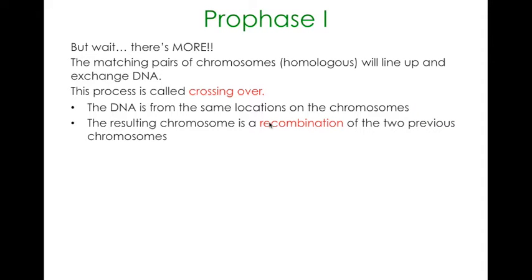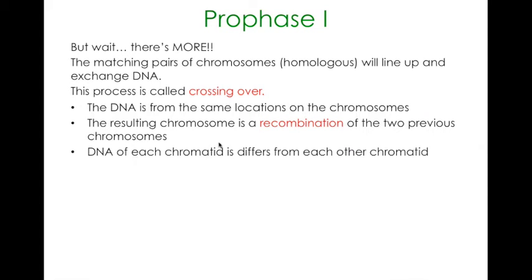Yeah, so this whole phase is called crossing over and recombination, because the DNA is now becoming different from what it was previously. The DNA of each chromatid will be different from each other chromatid, with the exception of the male sex chromosomes. In males you have an X and a Y sex chromosome, and they can't exchange because they don't have the same locations. Whereas if it's an X chromosome and an X chromosome, they'll be able to do recombination.